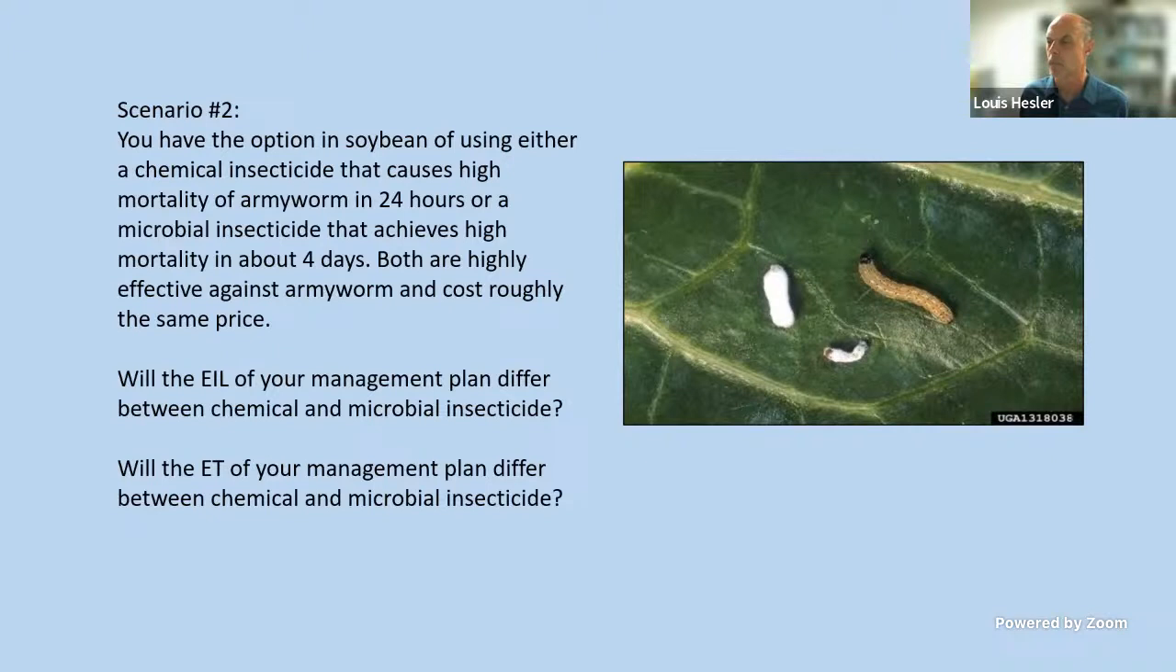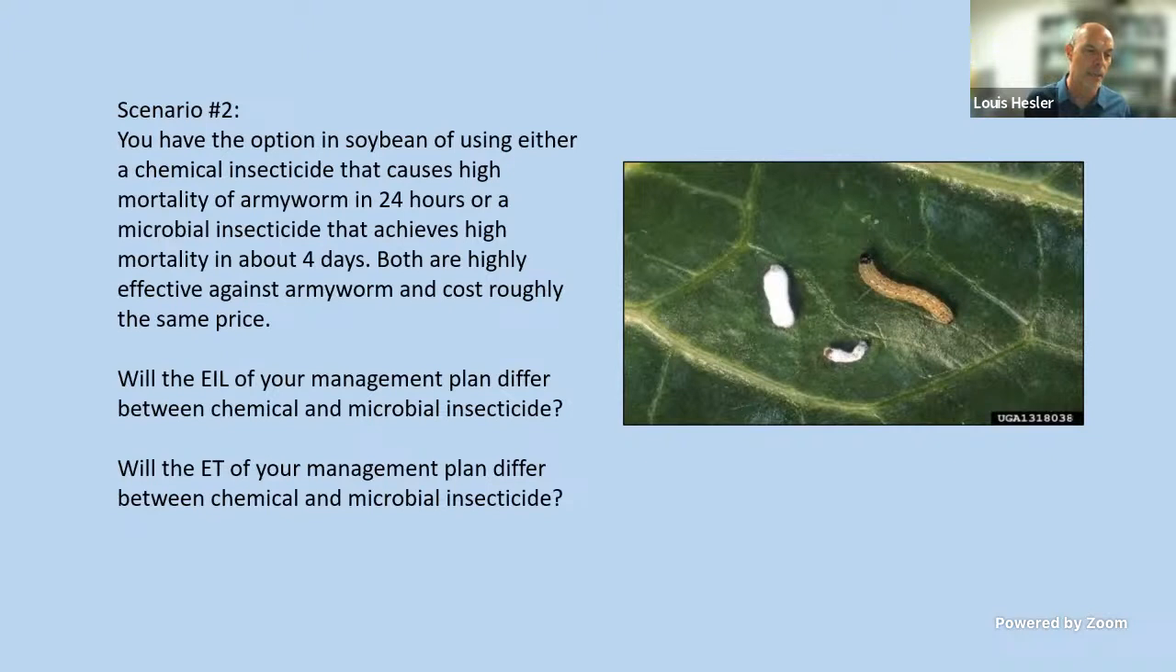Okay, so let's talk first about whether the EIL would differ between a microbial insecticide or a chemical insecticide if they cost the same. Well, remember we relate the EIL back to the gain threshold. So the gain threshold is the cost of chemical application to the value of the crop. And so if the cost of either the chemical or the microbial insecticide is the same, then that gain threshold will not differ between the two. So in this case, chemical and microbial insecticides will not affect the EIL.